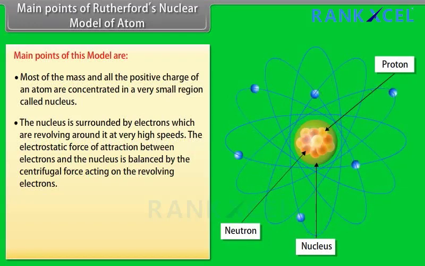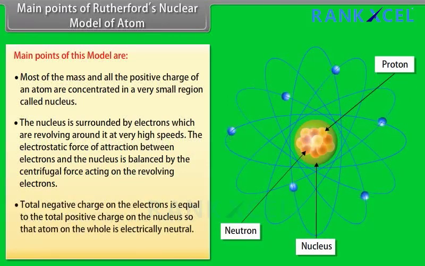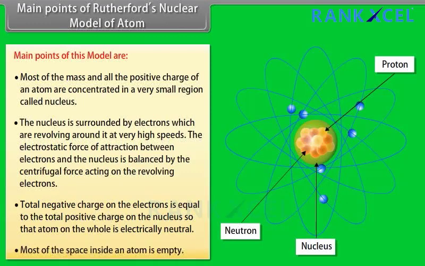The electrostatic force of attraction between electrons and the nucleus is balanced by the centrifugal force acting on the revolving electrons. Number 3. Total negative charge on the electrons is equal to the total positive charge on the nucleus, so that atom on the whole is electrically neutral. Number 4. Most of the space inside an atom is empty.